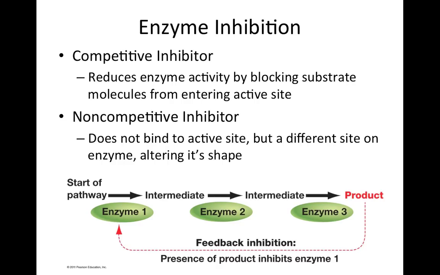Then a non-competitive inhibitor, that drug for example, doesn't necessarily bind to the active site, but it might bind to another part of the enzyme, again causing it to change shape. And if you change the enzyme's shape, then it will not be able to bind to its proper original substrate, thus causing it to be inactive.